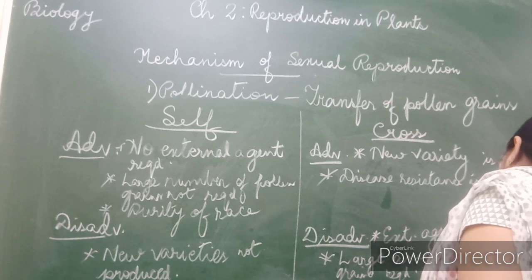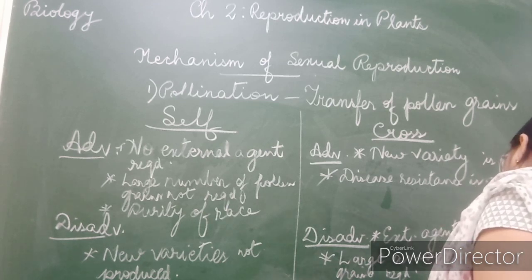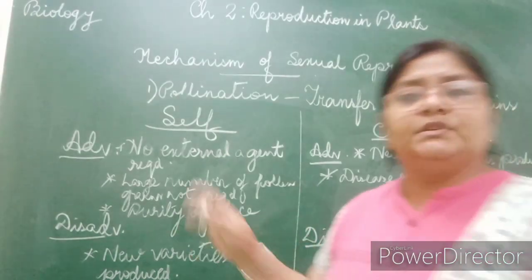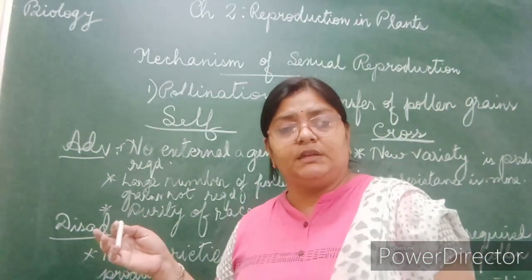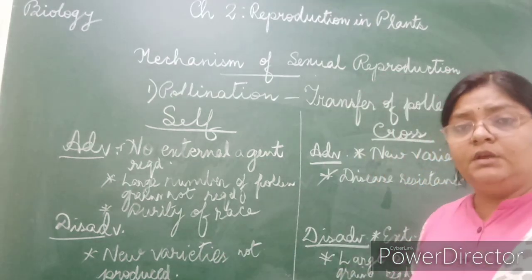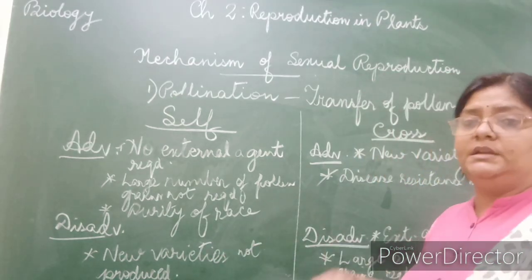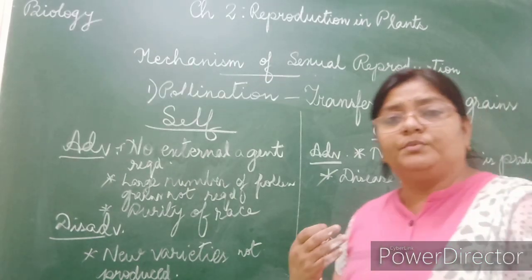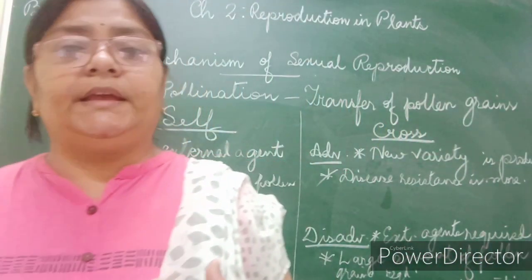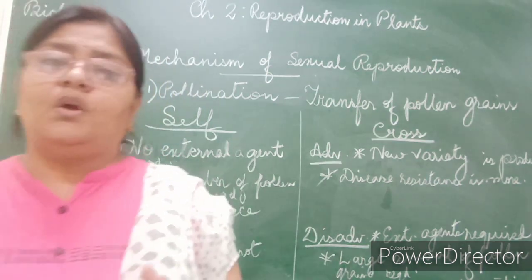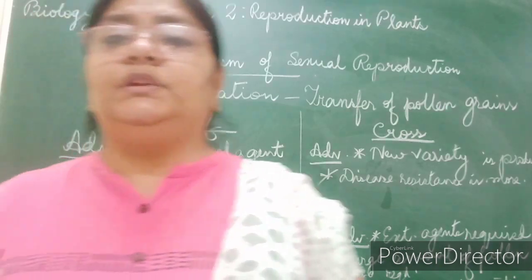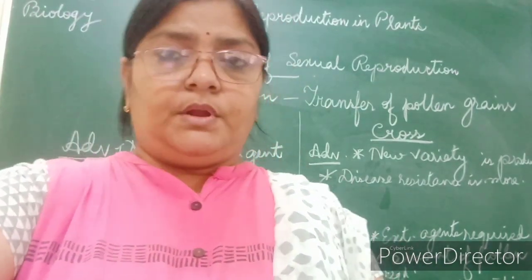Now next, as I told you, we can also talk about the color, the scent, the nectar, which is not necessary in a self-pollinated flower. But here it has to be there. So the flowers need to be colored, needs to be bright, needs to produce nectar so that it can attract external agents for transfer of pollen grains. Okay, so now let us go into the details of cross-pollination.